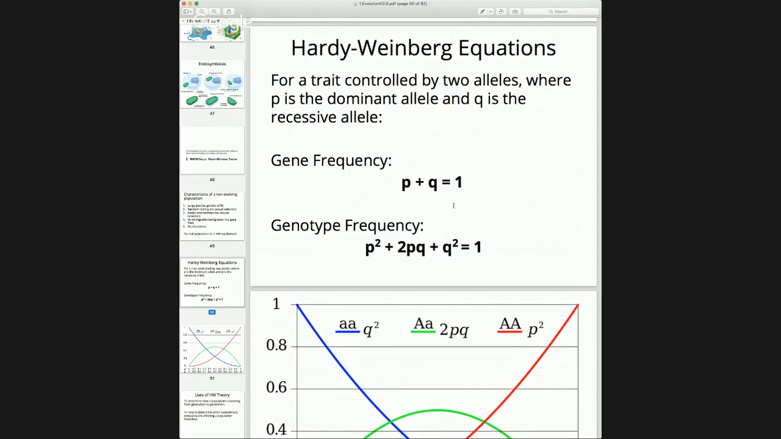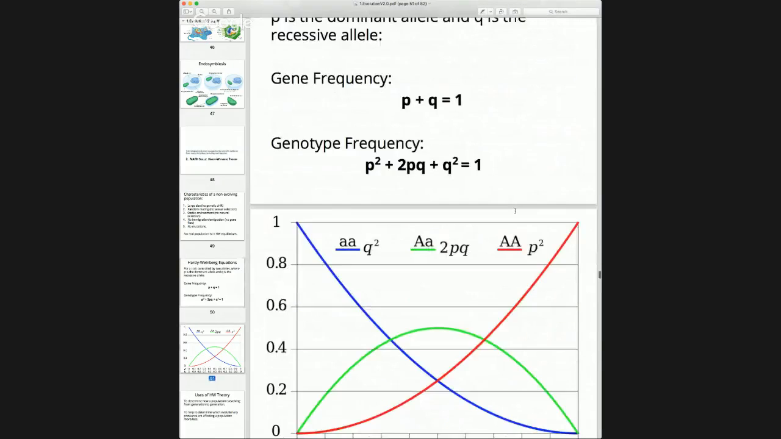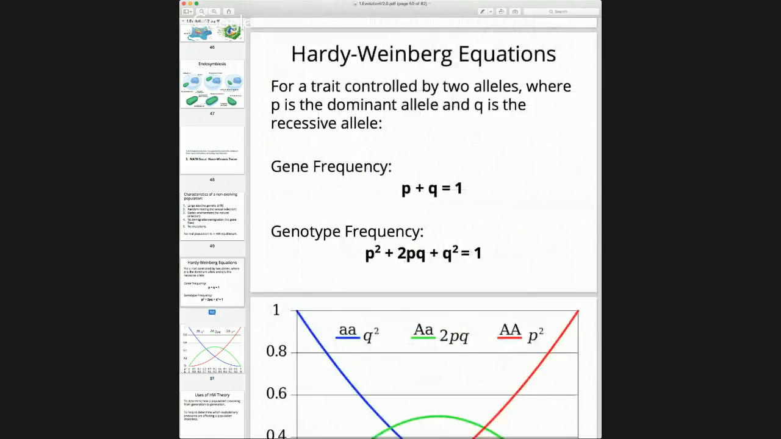We can figure out the frequency of P squared, and we can figure out the frequency of Q squared, and we can do everything that we need to do in order to solve these problems. The most common mistake that we see is students that solve for the wrong thing.